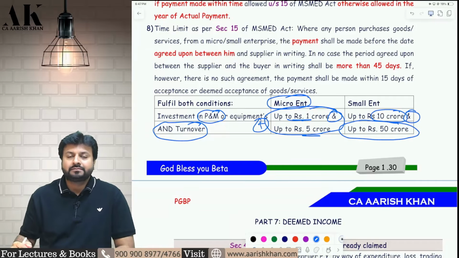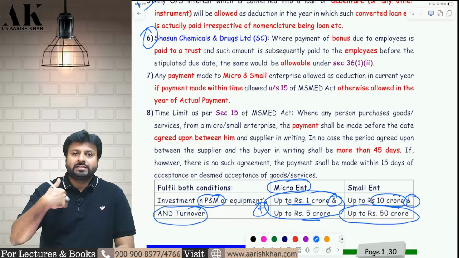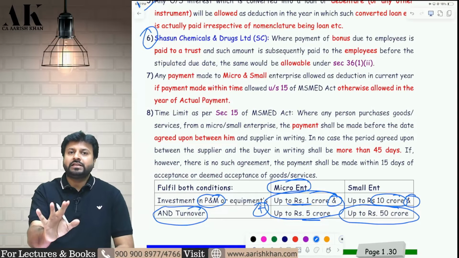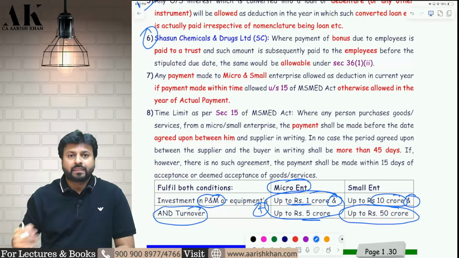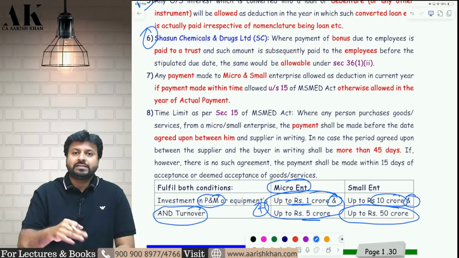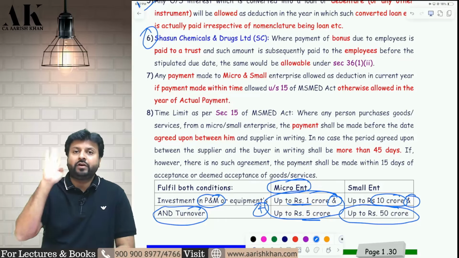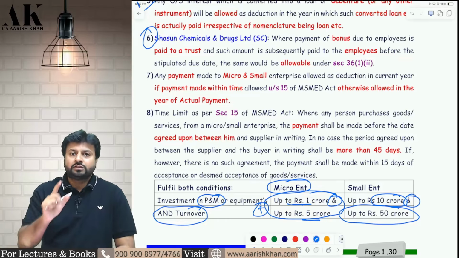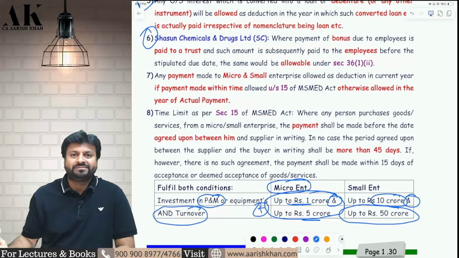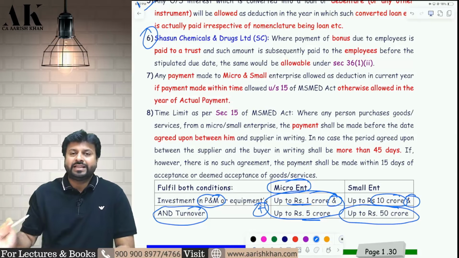First of all, we need to identify what is micro and what is small. So we have done that. Now we need to find out what is the due date as per MSME. If there is an agreement between the buyer and the seller, then the maximum days in which you have to pay is 45 days. If the agreement says you have to pay in 30 days, then pay in 30 days. If the agreement says you have to pay in 70 days, then maximum 45 days. It cannot be more than 45 days. So 45 days or agreed period, whichever is earlier. Understood? You have to make the payment as per that date.